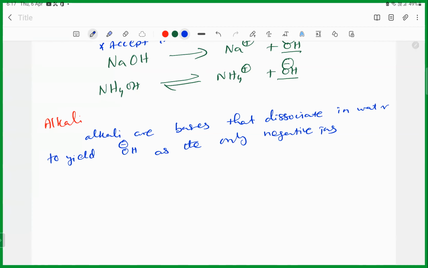Example: sodium hydroxide, potassium hydroxide, calcium hydroxide, and ammonium hydroxide are the common alkalis. So next are the properties.